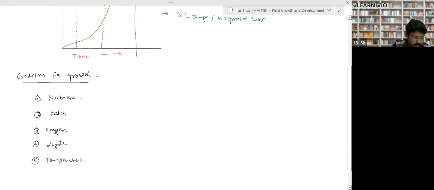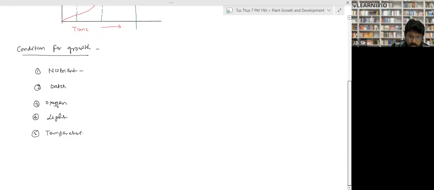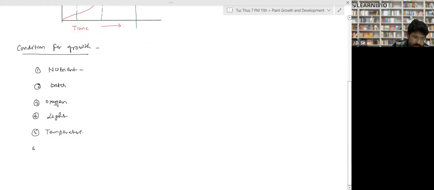Temperature, ठीक है? और sixth thing, gravity होनी चाहिए, तभी तो रूट ग्रेविटी की तरफ जाएगा और शूट ऊपर की तरफ जाएगा, है ना. सो 6-1 इज ग्रेविटी, राइट. तो ये मेजर फैक्टर हैं विच इज रिक्वायर्ड फॉर द ग्रोथ, नोट कर लो.